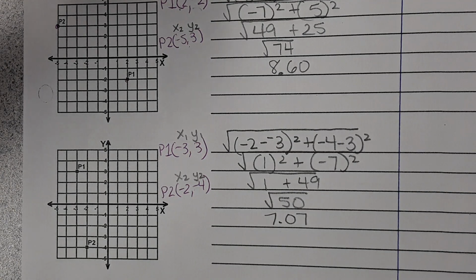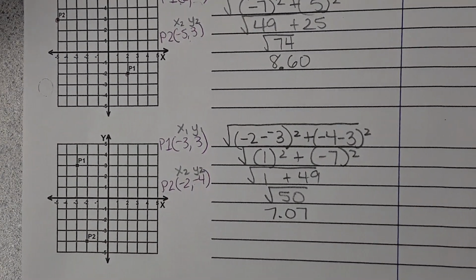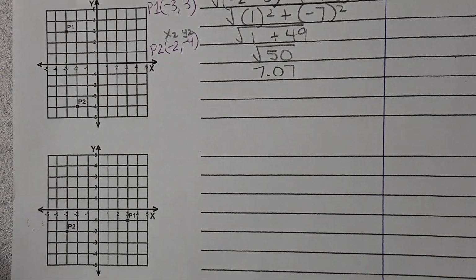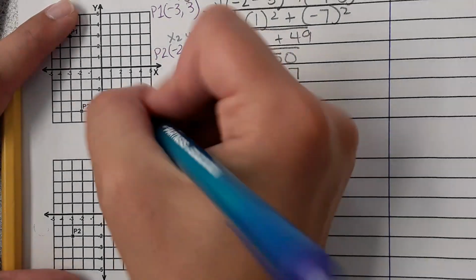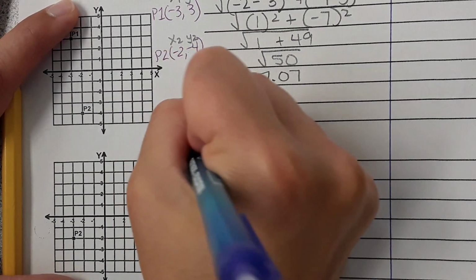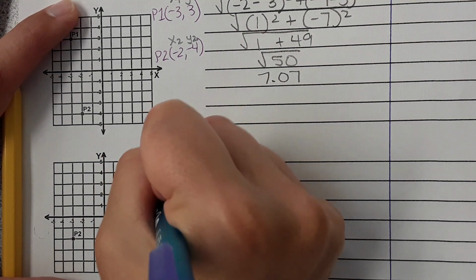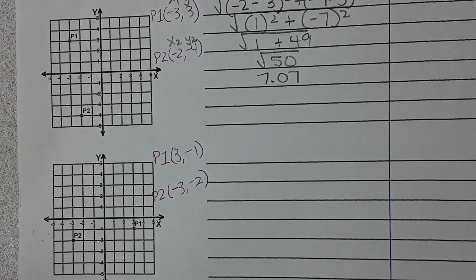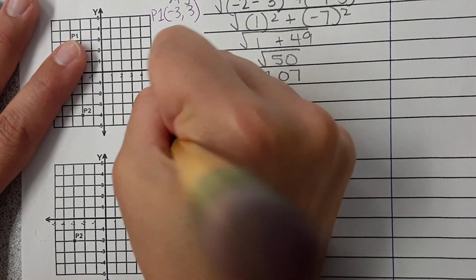Okay, move on to the fourth problem. You with me? Fourth one, same thing. Start with point 1. So 3, negative 1. Point 2. So negative 3, negative 2. Label the points.